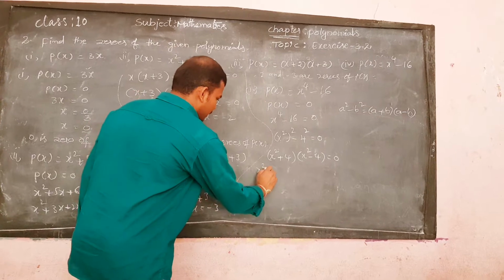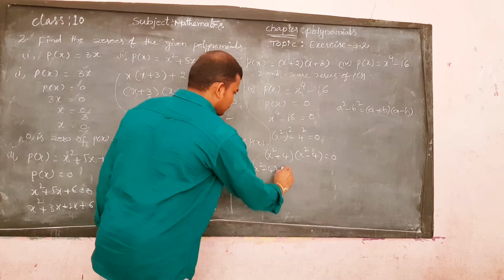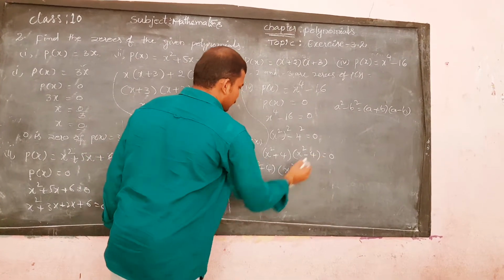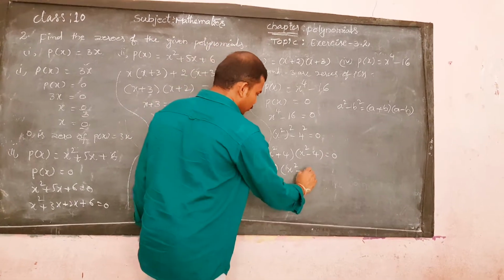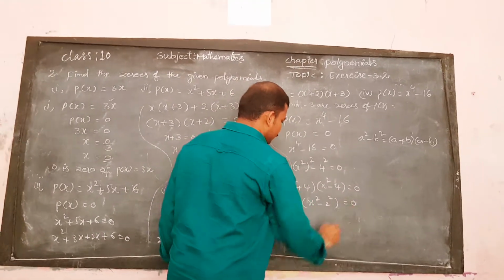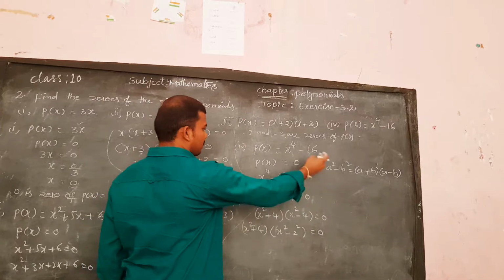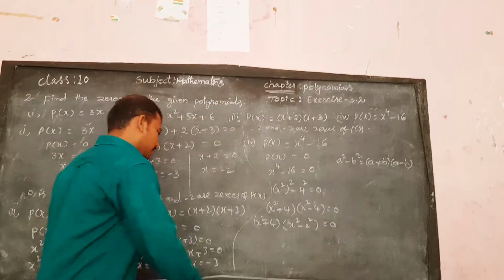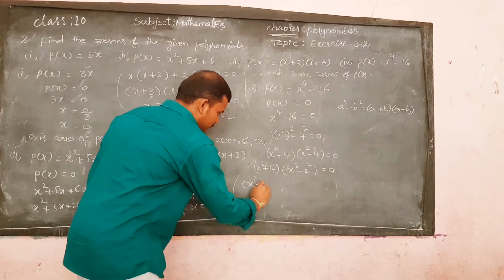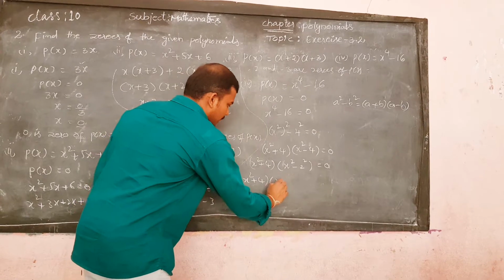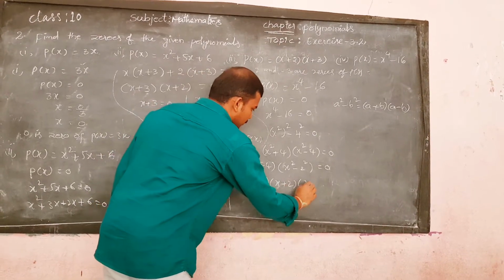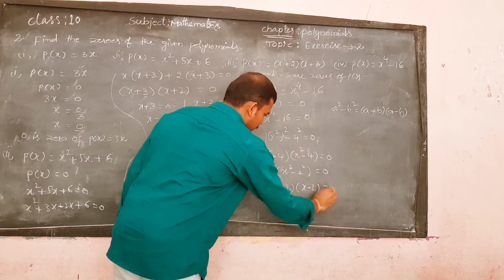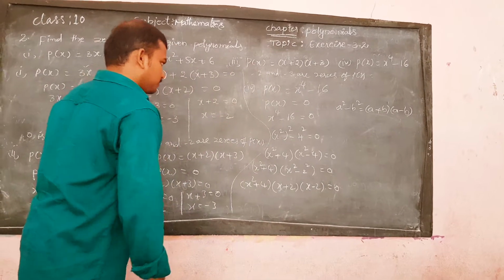So x square plus 4 into x square minus 4, which can be written as 2 square, is equal to 0. Here again it is in the form a square minus b square. So x square plus 4 into x plus 2 into x minus 2 is equal to 0.